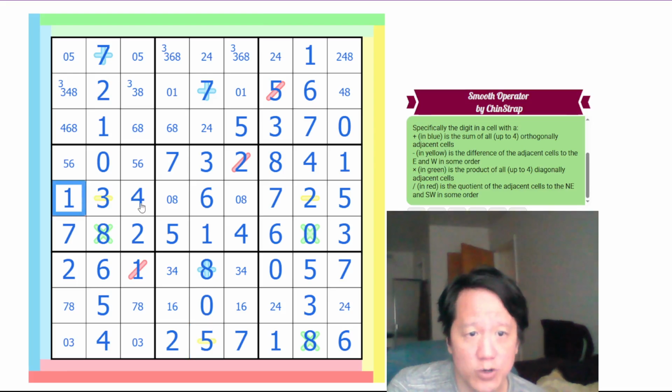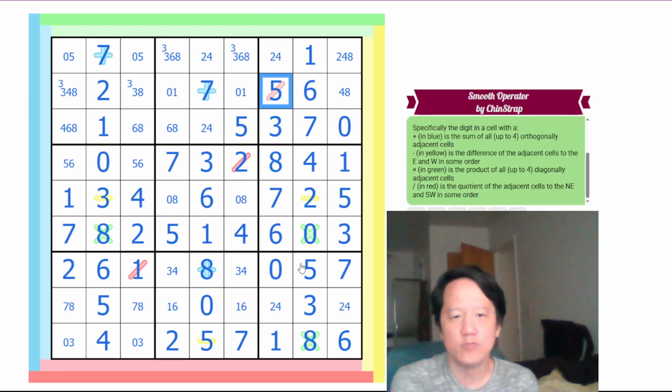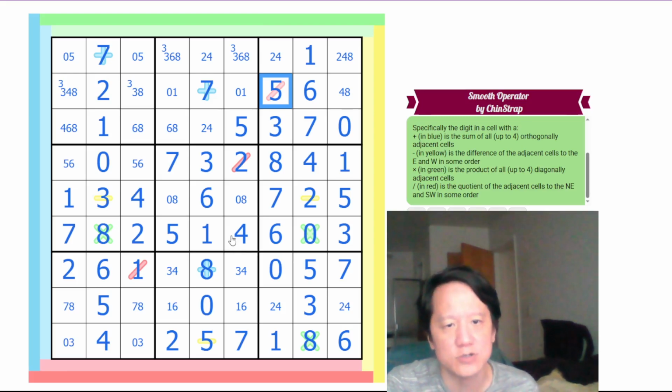Multiply: 1, 4 times 1, 2 is 8. 7, 5 times 7, 0 is 0. And 2, 4 multiplied together is 8. Division: 5 divided by 5 is 1, 6 divided by 3 is 2, and 5 divided by 1 is 5. So those are all satisfied. We should just be able to do normal Sudoku.